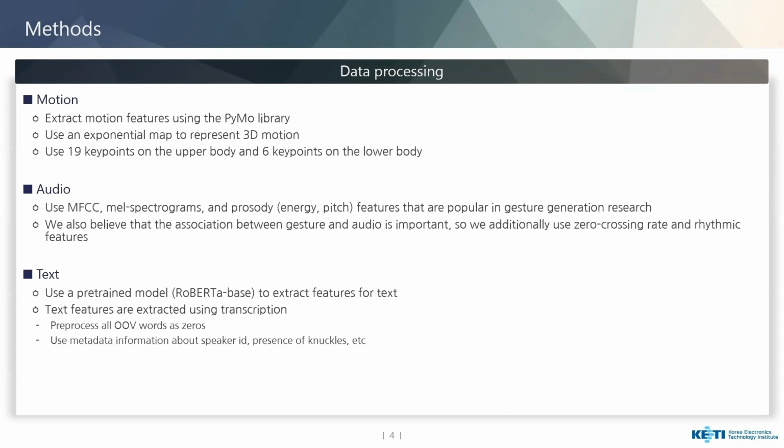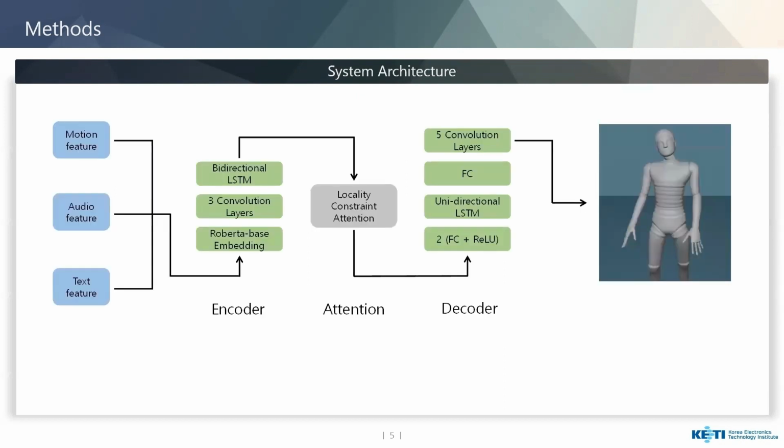For text, we used BERT-based word embedding, as mentioned above, and zeroed out all OOV words for the transcription used to extract text features. We also used additional metadata information, such as a speaker ID and the presence or absence of finger joints. Next, we explain our model structure.